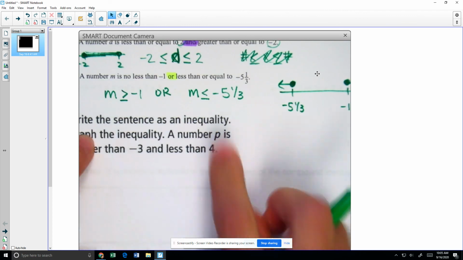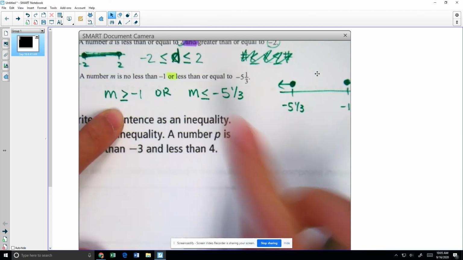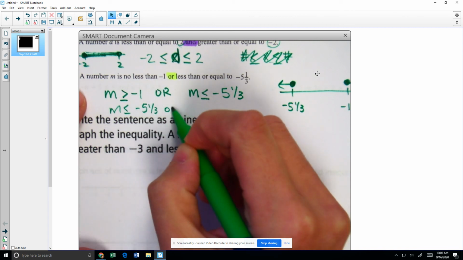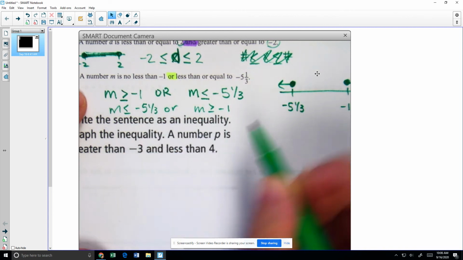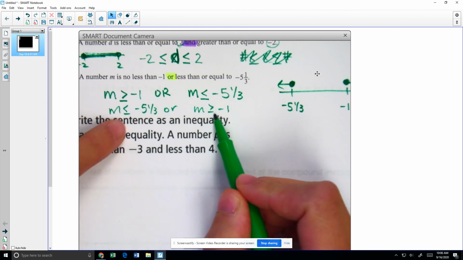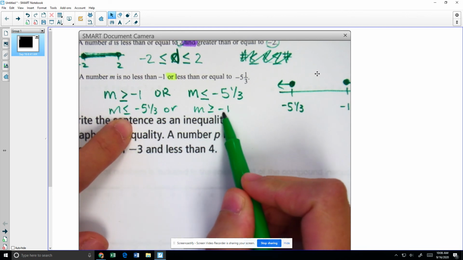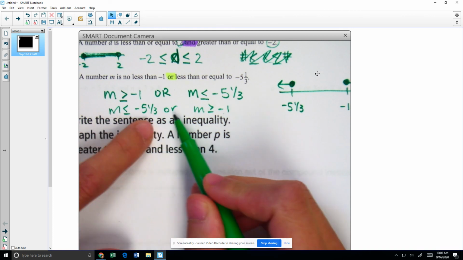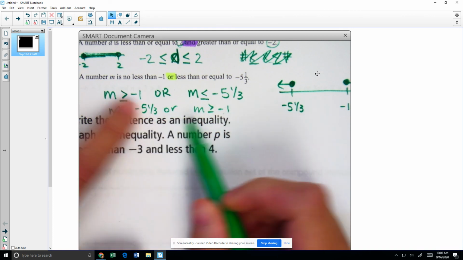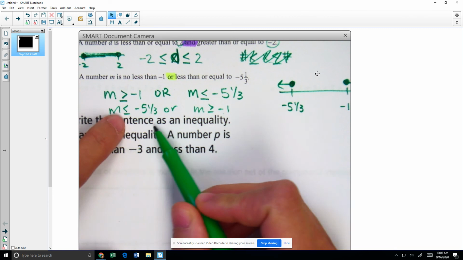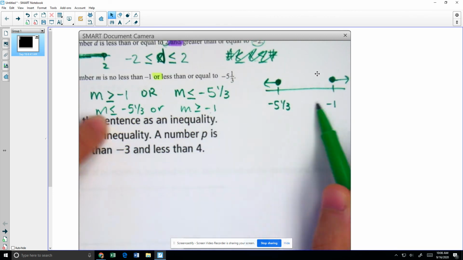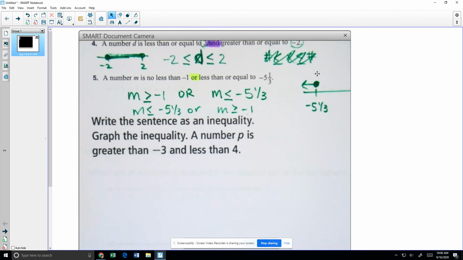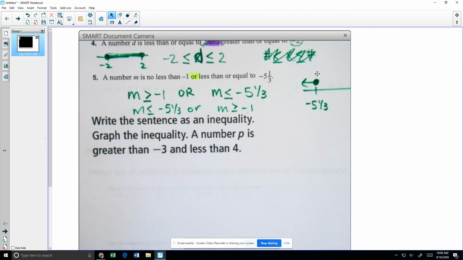Now, some of you might be like, wait, can I flip it? Like, can I write it as m is less than or equal to -5 1/3 or m is greater than or equal to -1? Like, can I reverse the two in the order? And that's fine. It doesn't matter. So you don't have to put the smaller thing first and then or and then the bigger thing. For the ors, it really doesn't matter how you write it out. It just matters how you graph it. Okay, any questions so far?